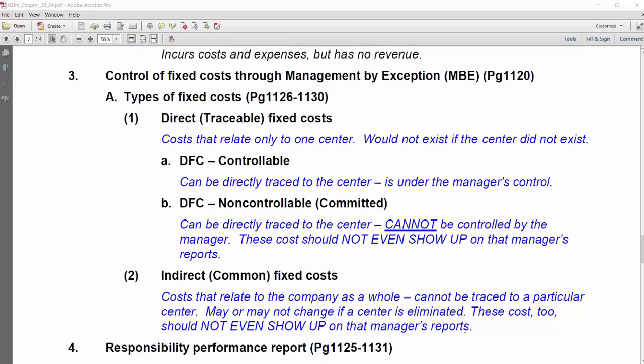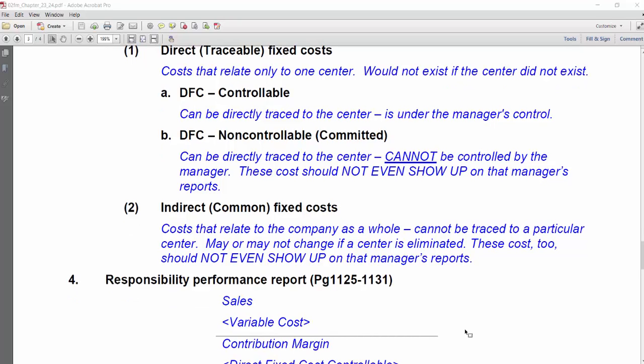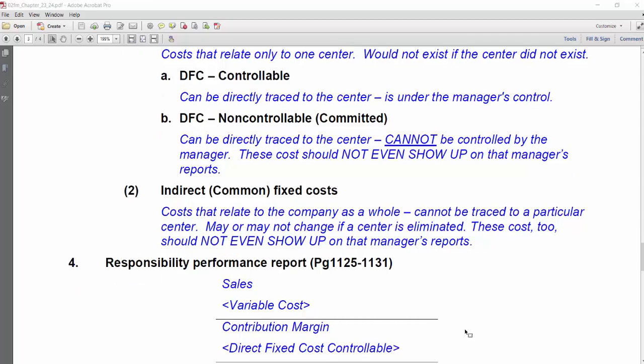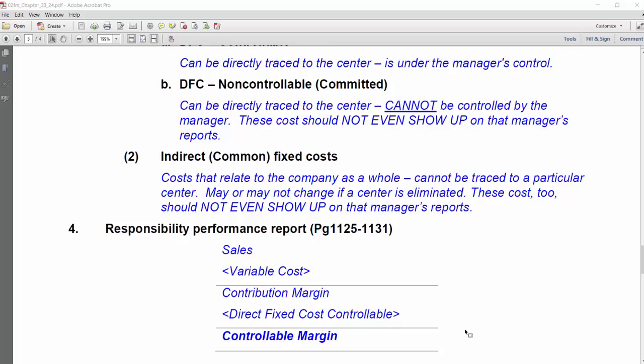So a responsibility performance report is one that tries to peg the revenues, expenses, or costs that pertain to that particular individual you're producing the report for. So if it's sales minus variable costs equals contribution margin, that's typically a kind of low level of management, maybe a store manager or below, a department manager. If you take their direct fixed costs that are controllable and subtract that, then you get the controllable margin, which is typically useful for evaluating a profit center and beginning to do the evaluation of an investment center.